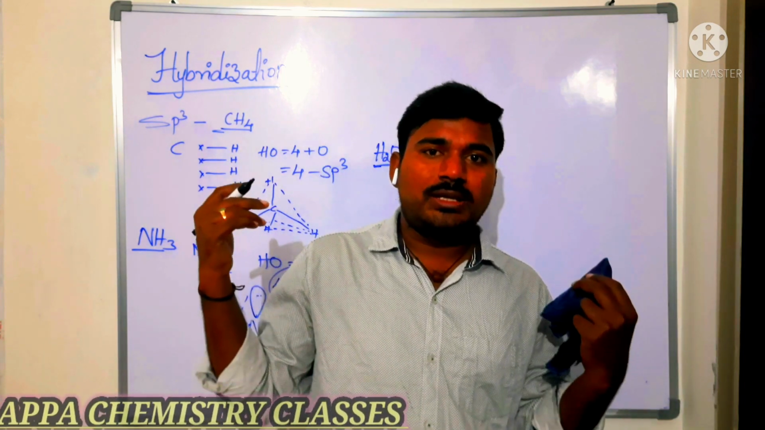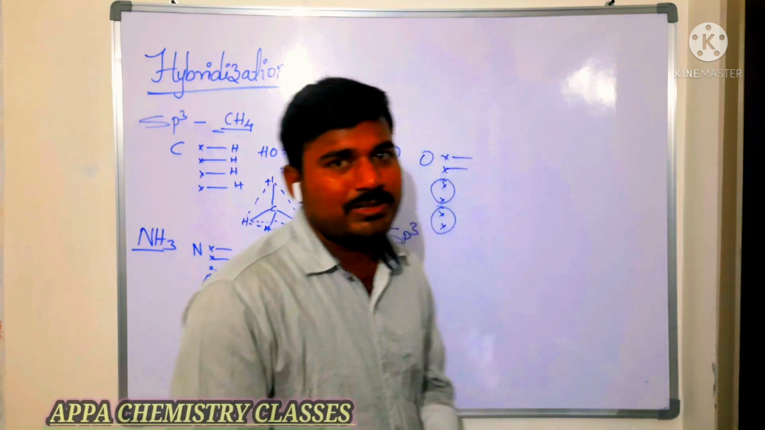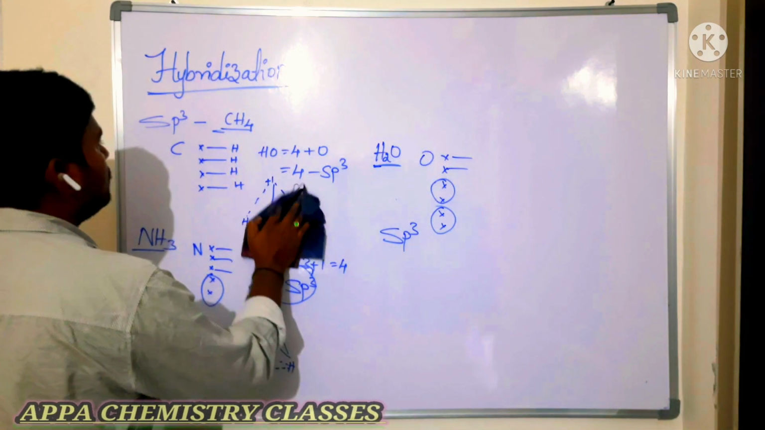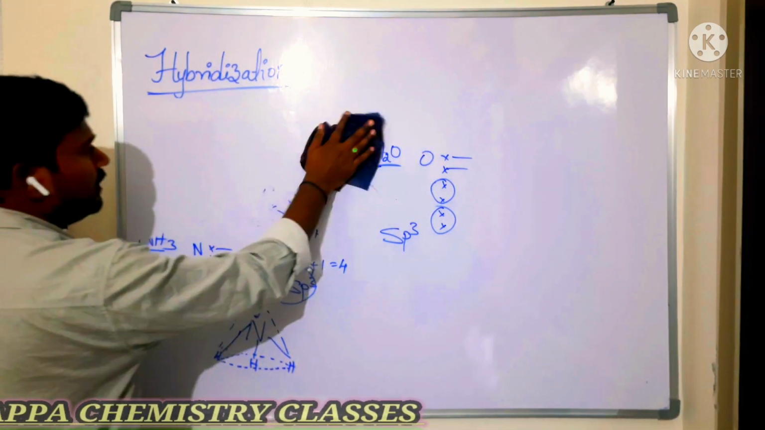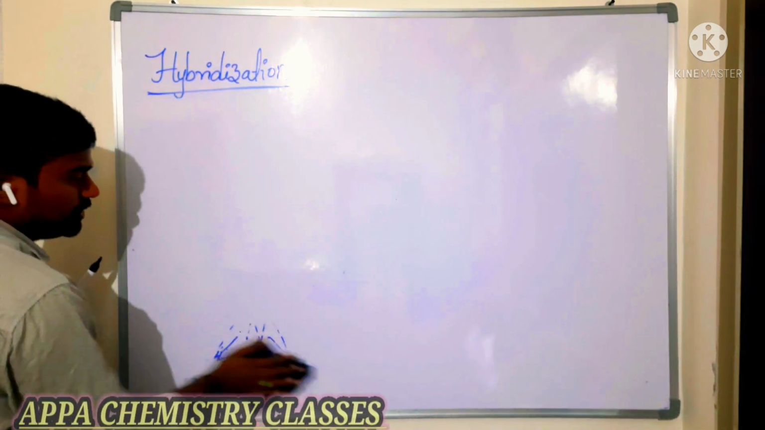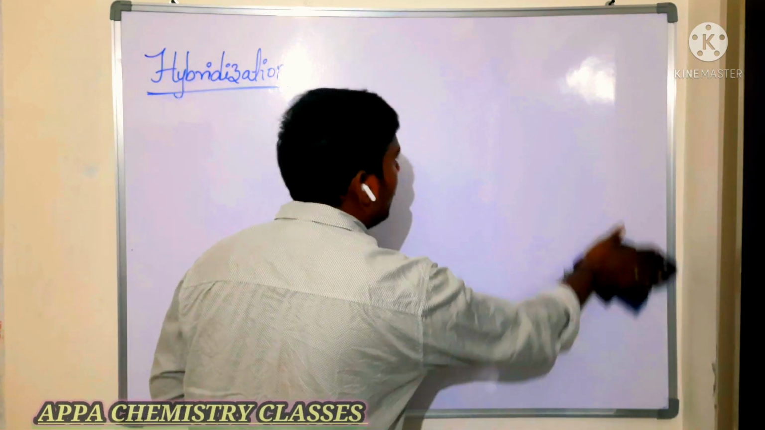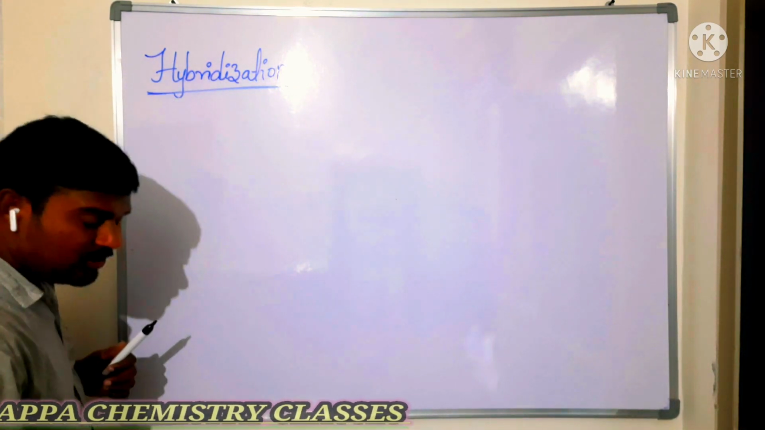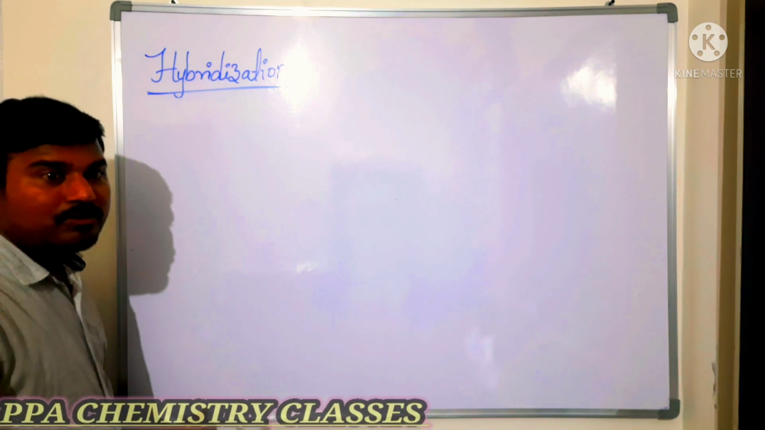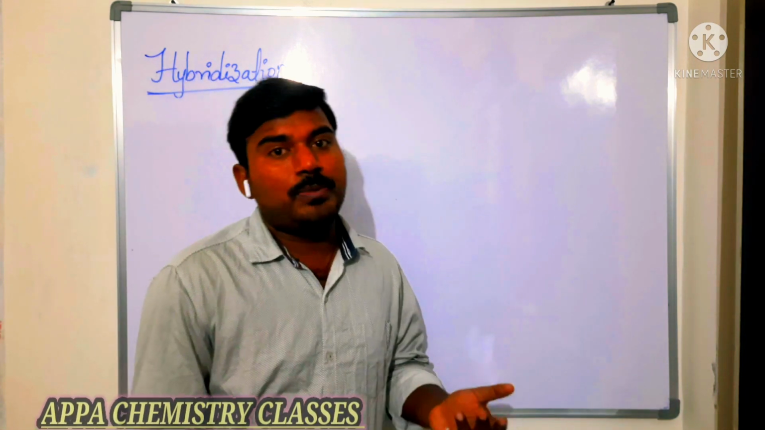Now I will write the list of hybridizations and what possible geometries there are. All of those I am going to give you here. So the geometries are very, very important. They will ask which of the following are isostructural, which of the following have the same number of hybrid orbitals. They will give different molecules and ask you to find the number of lone pairs of electrons.